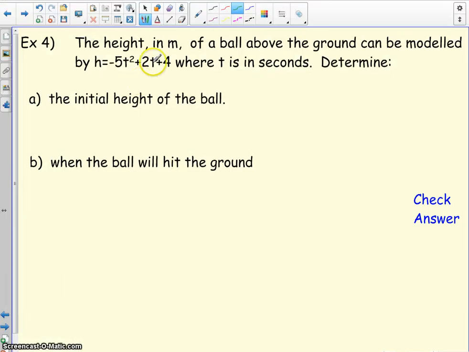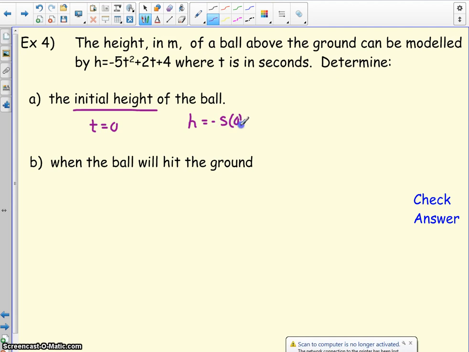So the initial height of the ball, what's going to help us here, if it's the initial height, that means no time has passed. Okay, it's a starting height, which means that t equals 0. Okay, so we can take the equation, sub t equals 0 into it, so we're going to get h equals negative 5 times 0 squared, plus 2 times 0, plus 4. Okay, which gives me 0 plus 0 plus 4, which is 4. So it tells you the initial height's 4 meters.